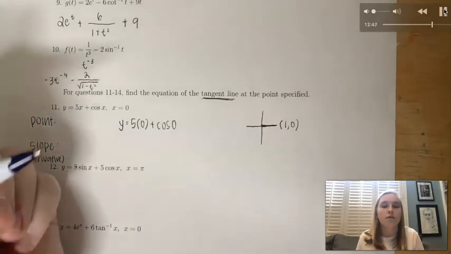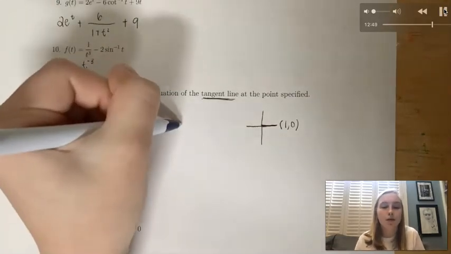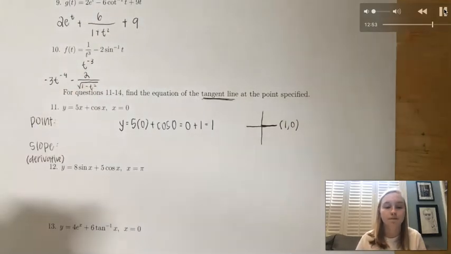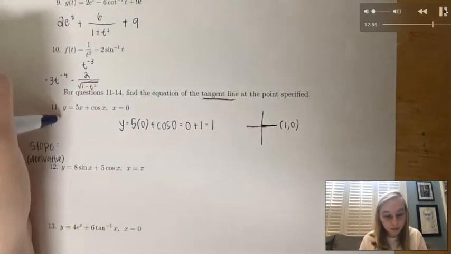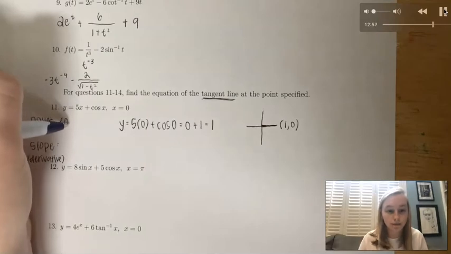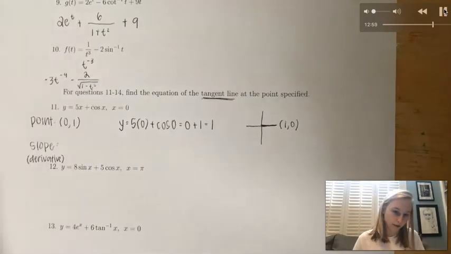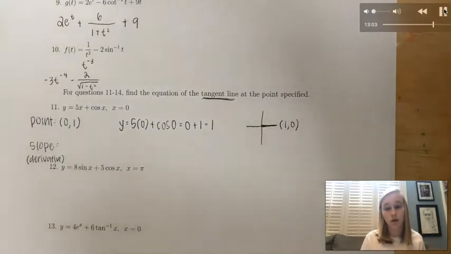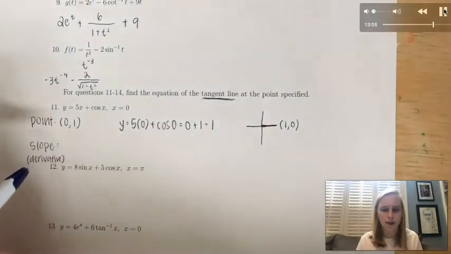So 5 times 0 is 0. So you get 0 plus 1, because cosine of 0 is 1, equals 1. So your point would be 0, 1. Not too bad of a point. Not too complicated. Okay, this gets to the more complicated part. Still not too bad though.